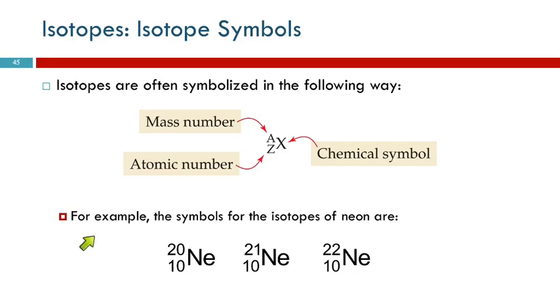So for neon, 20 is the mass number, and neon has 10 protons. And here's the element symbol. Neon 21 also has 10 protons, and neon 22 has 10 protons. They differ in the number of neutrons. The mass number is the number of protons plus neutrons.